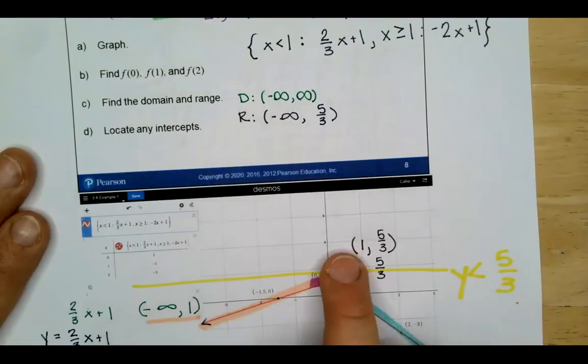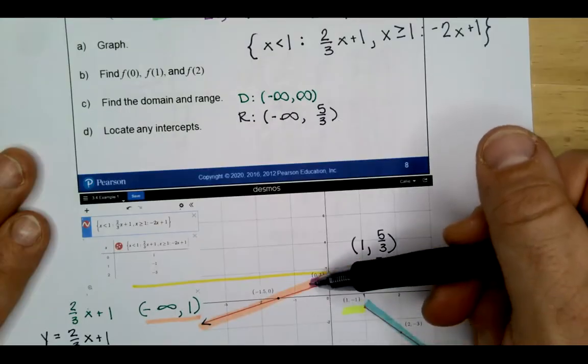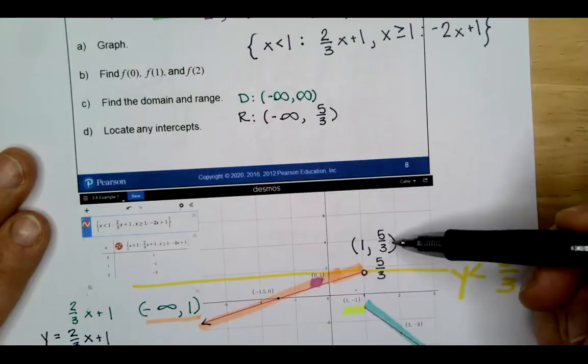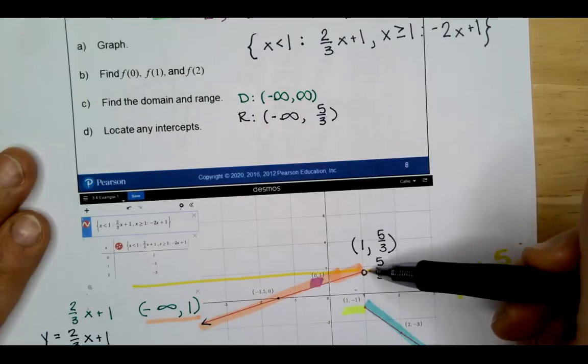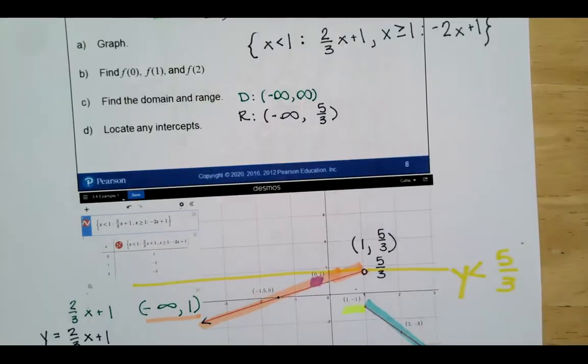Domain is all real numbers, forever in this direction, forever in this direction. Range is from negative infinity all the way up until we hit 5/3. We do not include it because that's a hollow circle. I know that was hard, but I hope you understood it, and we'll do one more example, okay?